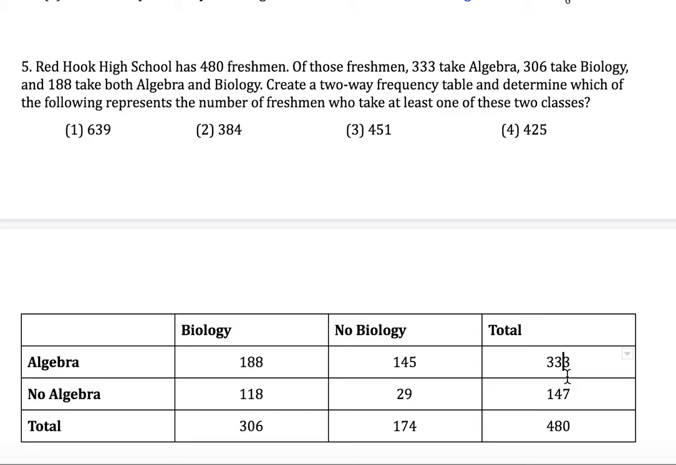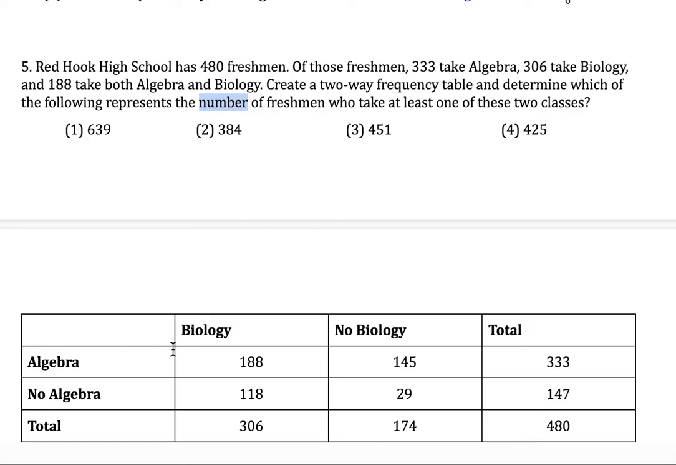Now I need to answer the question. Determine which of the following represents the number of freshmen who take at least one of these two classes. Now, I just want to clarify, this is not a probability question. They want to know the number of, so that's why there are no fractions here, okay? So what is the number that take at least one of these two? So that means they're going to take either algebra or they're going to take algebra and biology, right?